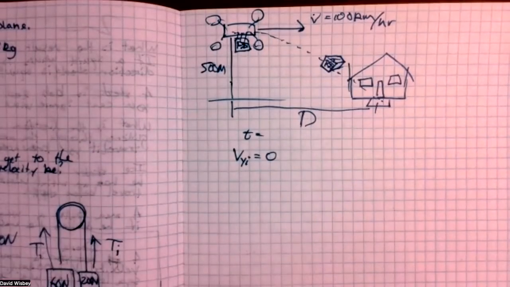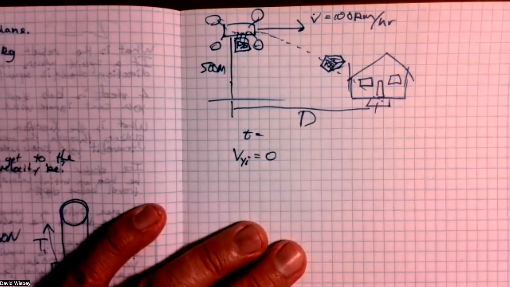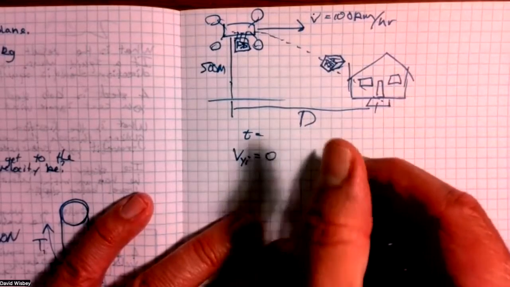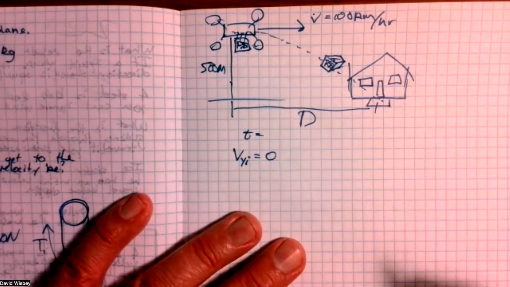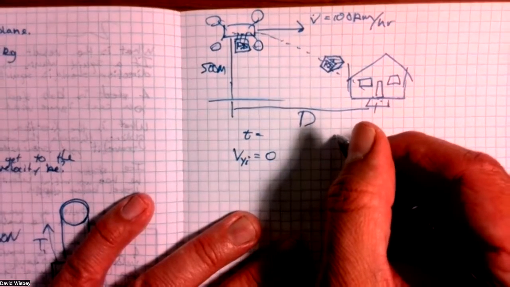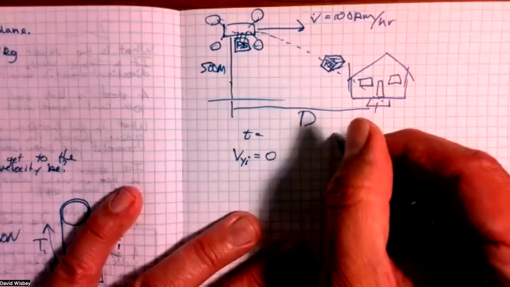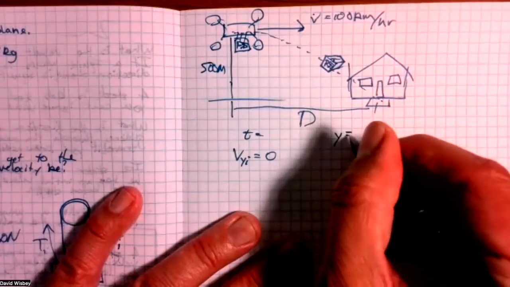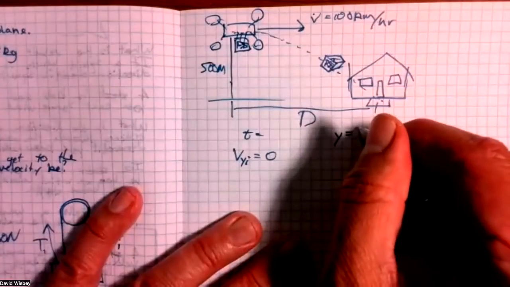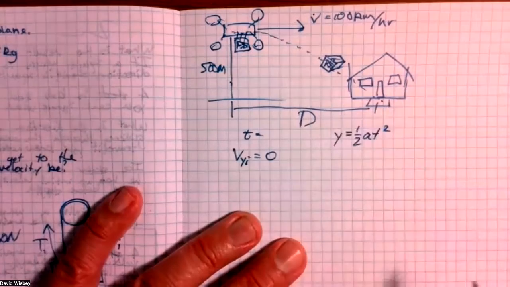Let's use the kinematic equation. Yes, which one should we use? I guess one with delta t. Yes. But which one? It's y equals 1/2 a t squared.